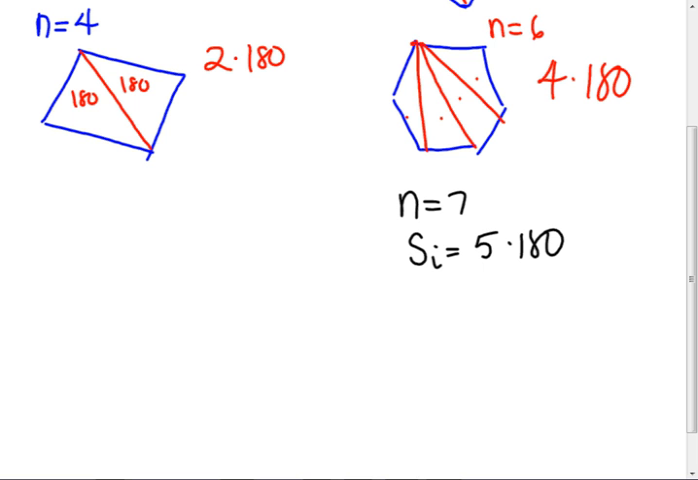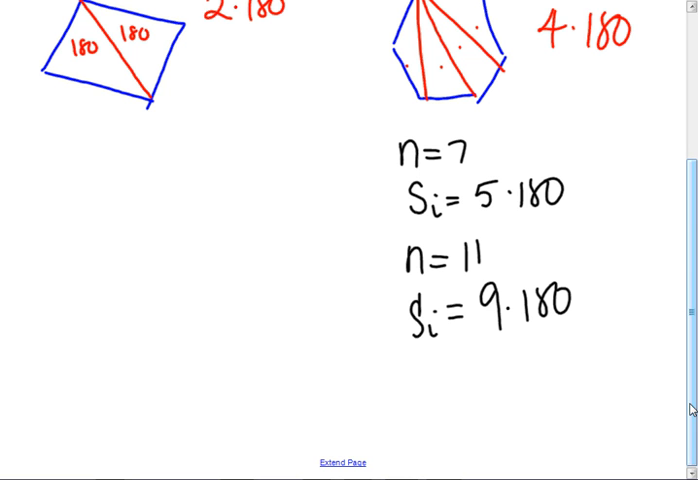Well, but what if n is equal to 11? Let's try that one. That would be 9 times 180. What's the rule? N minus 2. So that's it. S of I is equal to n minus 2 times 180. So that's one of the first questions on your packet, actually.